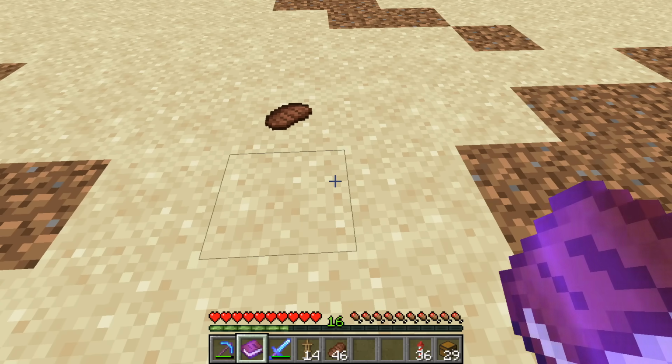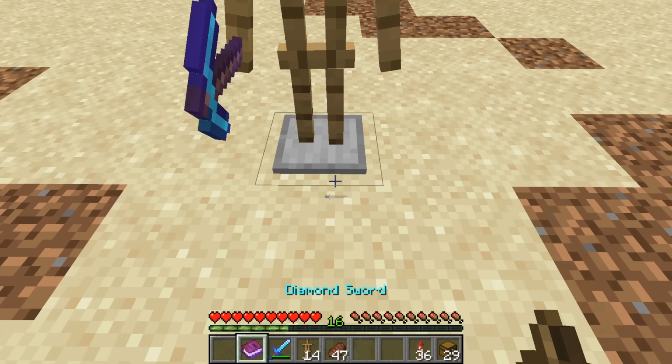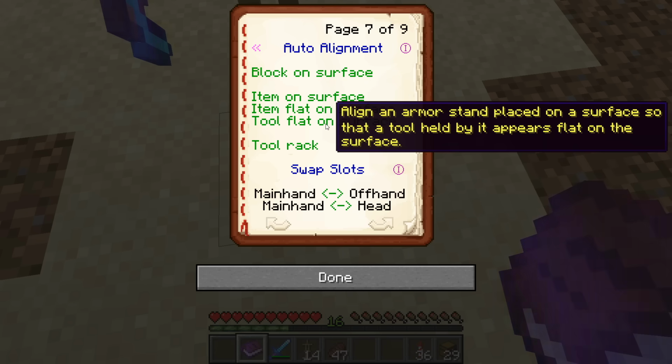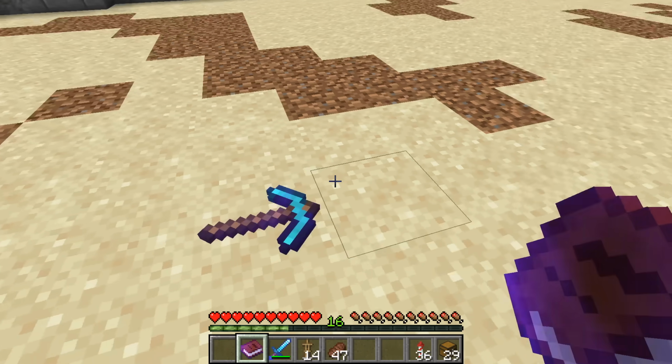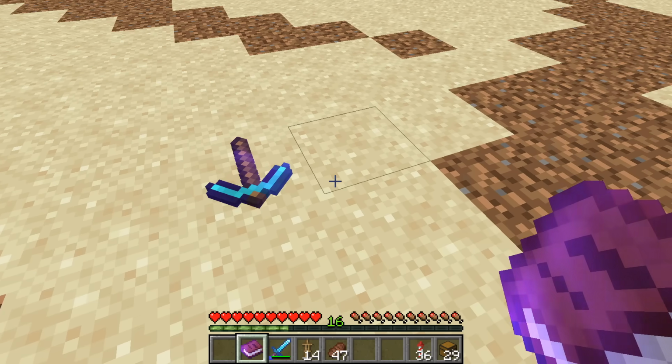What more do you need? And it's the same deal if you wanted your tool to be flat on a surface. Let me show you. Just tool flat on surface. Ta-da! My pickaxe is now there and I can swivel it around however much I want.